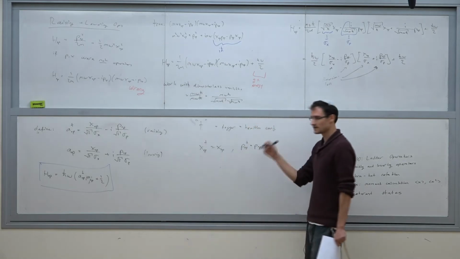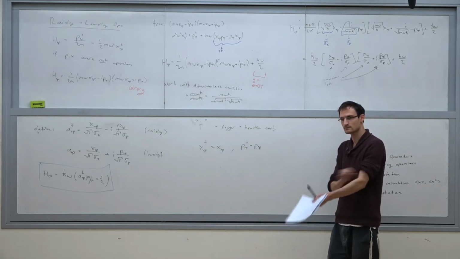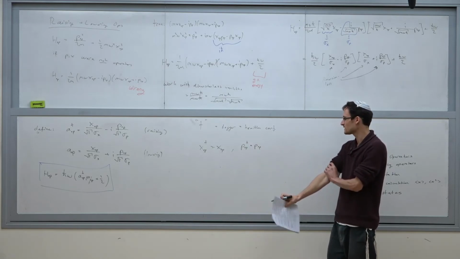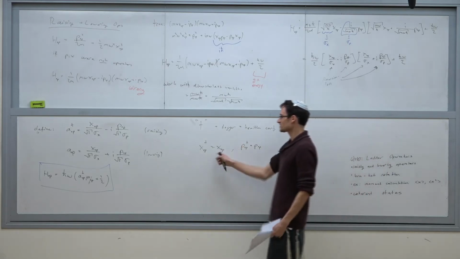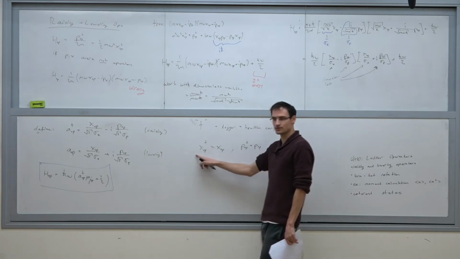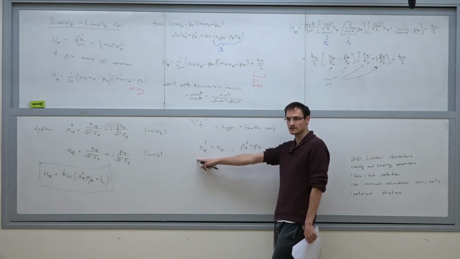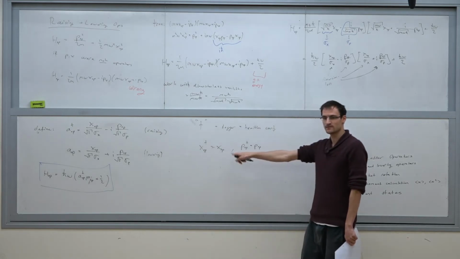And we said there's a postulate, we talked about this a couple of weeks ago, that only Hermitian operators, so only operators where it's equal to its own Hermitian conjugate, only such operators can be physical observables.